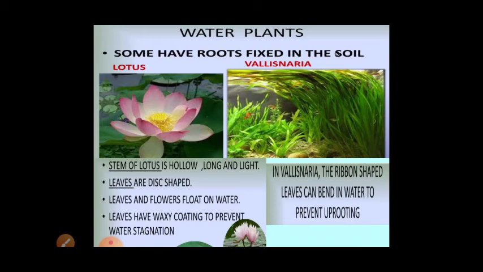Okay, and then the Vallisneria plants are very soft, like tape. They can easily move, and will easily bend with the water. When they bend, they will not come out of the soil. They will be stuck in the soil, and they can bend according to the flow of the water.